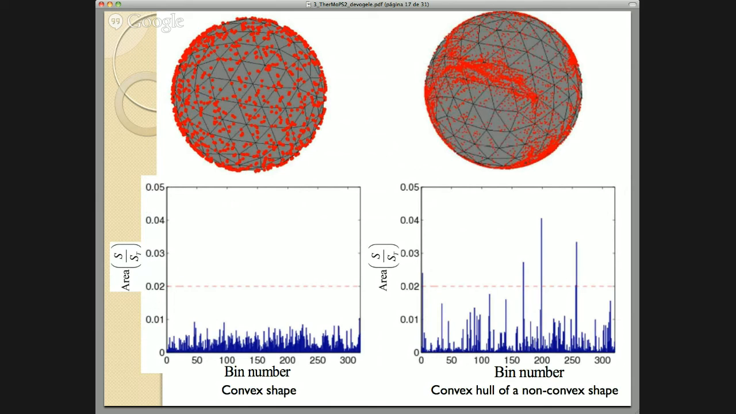And after some simulations, we found that for the case with 320 bins, the best threshold is around 2%. You can see here that you have some bins which are containing surfaces higher than 2%, and in that particular case, you don't have any flat surfaces.